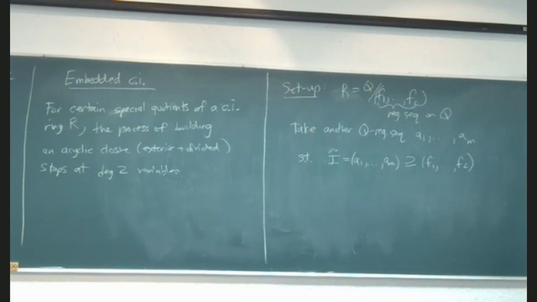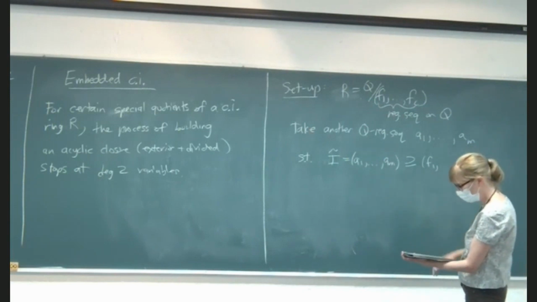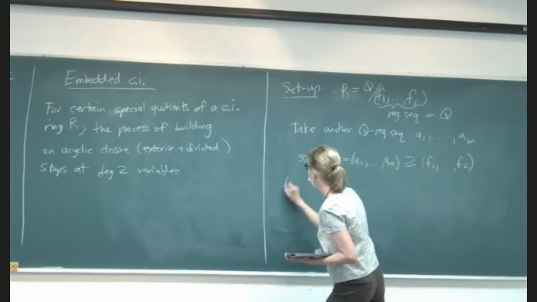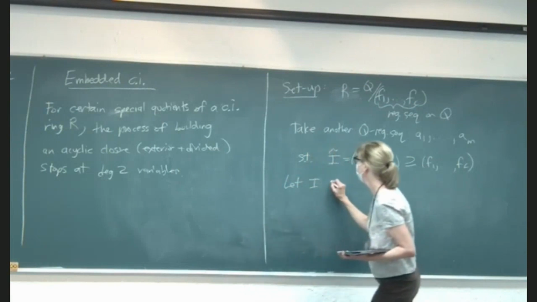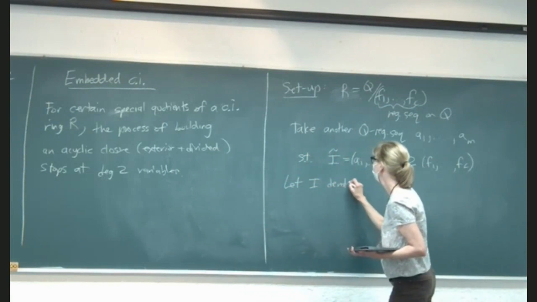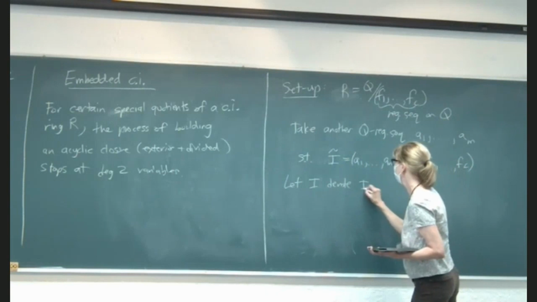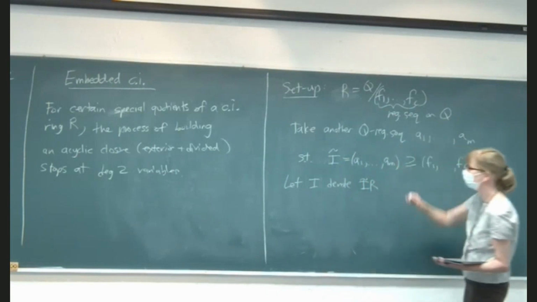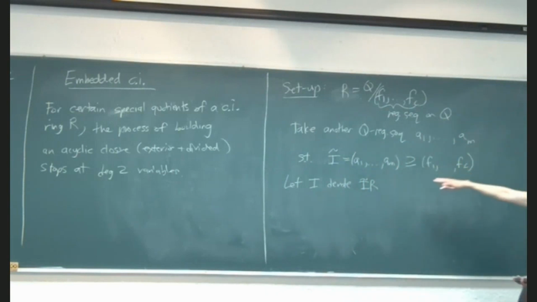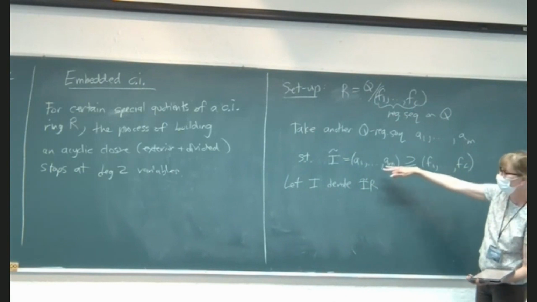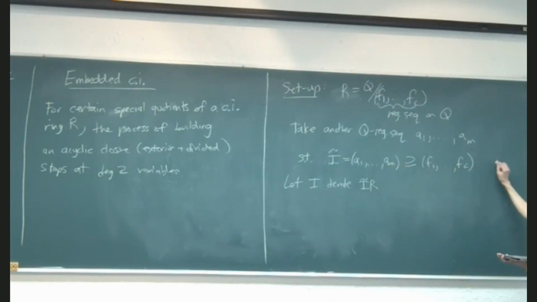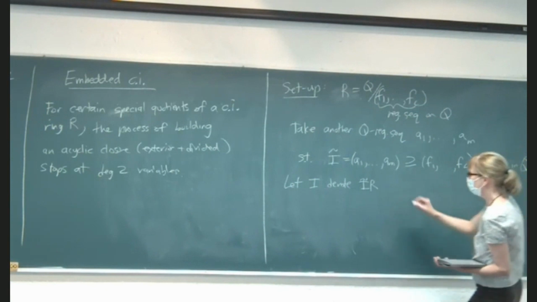So it's a bigger ideal, which means you can write the quotient. But first, let I denote the image in R. So I is just like I tilde R, the image in the quotient. Okay. This is an ideal in Q. So this line of the board is happening in Q. Okay. So let that denote that ideal.